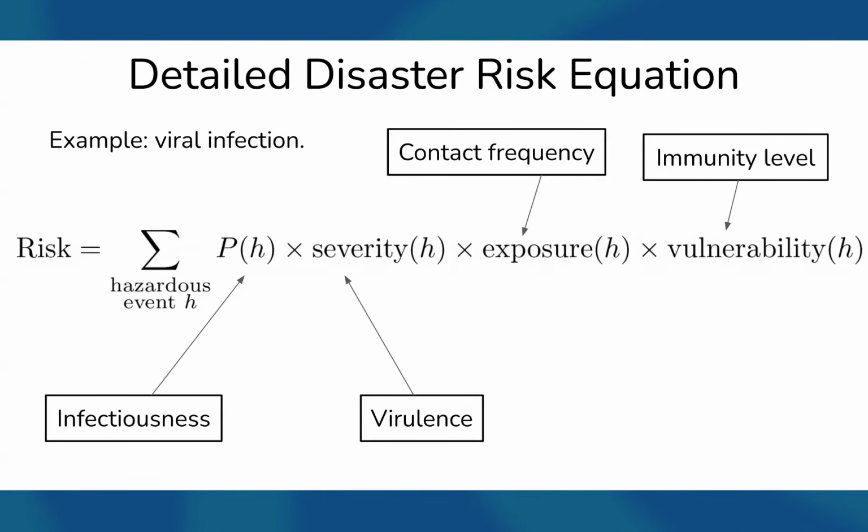Even if I get it, and even if it's harmful to some people, am I particularly vulnerable to it? So what's my immunity level? So this is another way we can think about risk more quantitatively, or notionally at the very least.